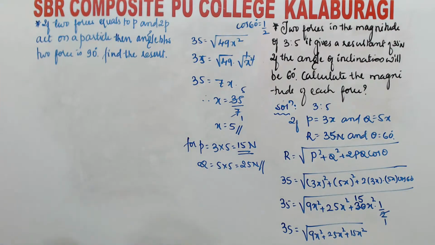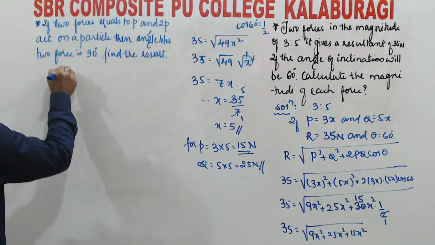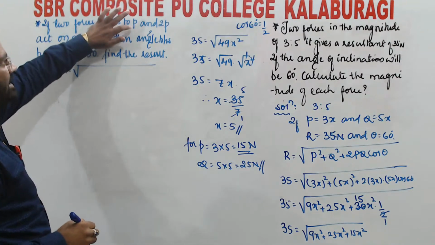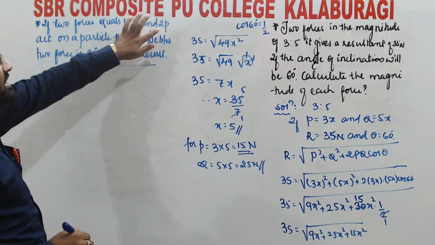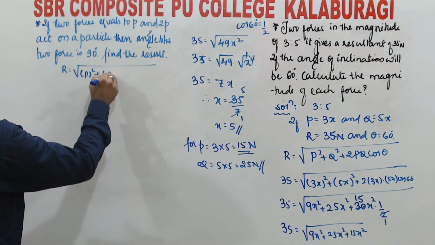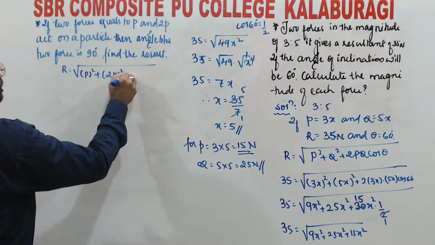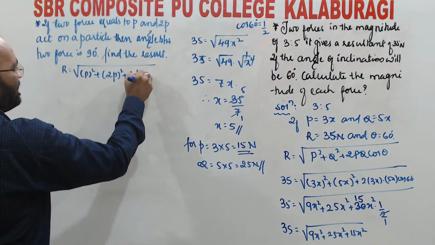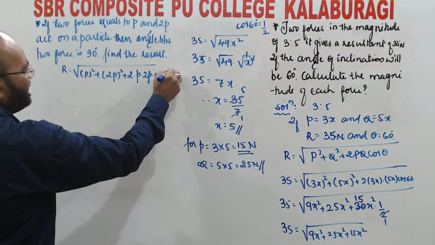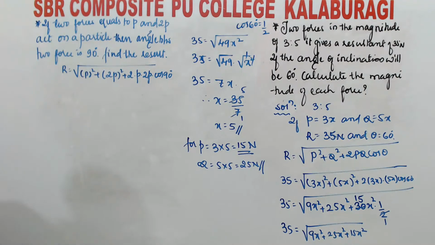As you know very well, the basic formula for the resultant R is equal to the square root of P square plus Q square plus 2 times P into Q into cos of 90 degrees. Here the two values are given: one is P, another is 2P. So this is P square plus 2P whole square plus 2 times P into 2P into cos of 90 degrees.